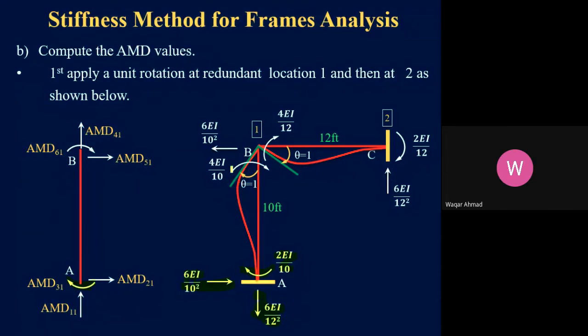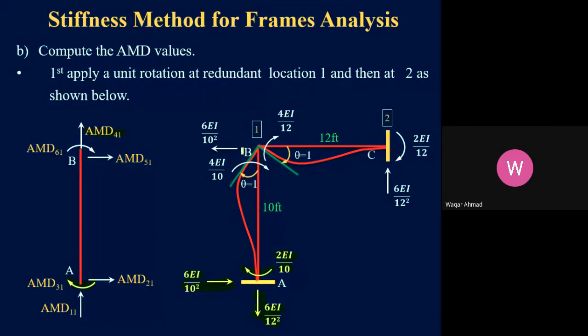Similarly, what will be the value of our AMD41? AMD41 will be equal to 6EI/l squared, because we have this value here at this end also. But this will be positive. Why? Because when this reaction from this member is transferred to this member, it will be upward, and upward is exactly in the same direction as we have assumed for our AMD41.